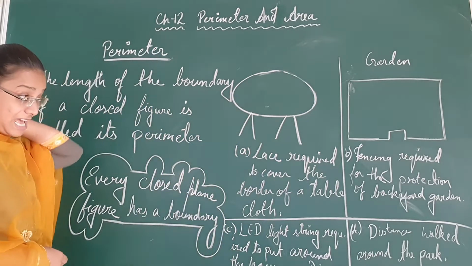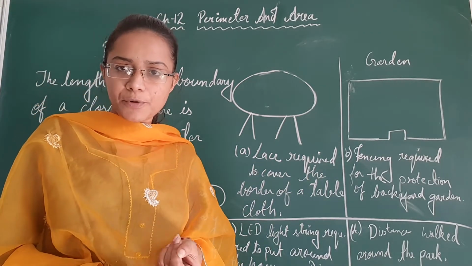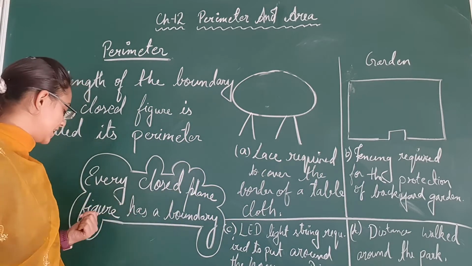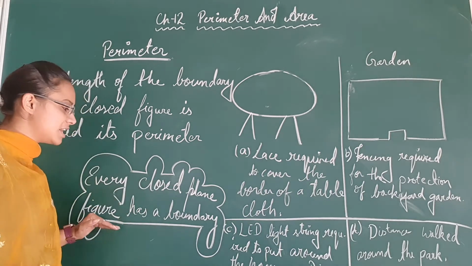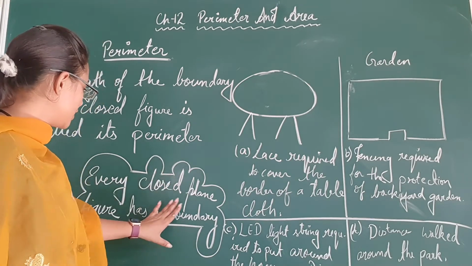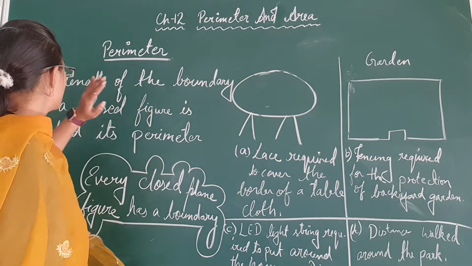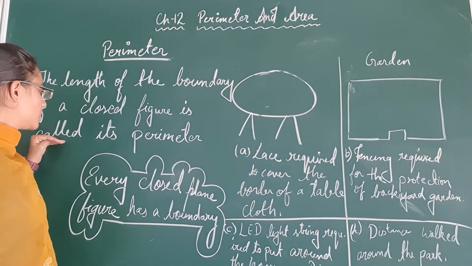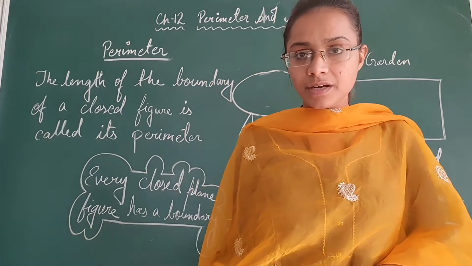So for that you have to measure the boundary of the shape, and the shape should be closed. Okay, so we have already understood about closed curves. Yes or no? Closed curves and polygons, those plane shapes. Every closed plane figure has a boundary. That means the length of the boundary of a closed figure is called its perimeter. So, I hope you have understood what perimeter is here.